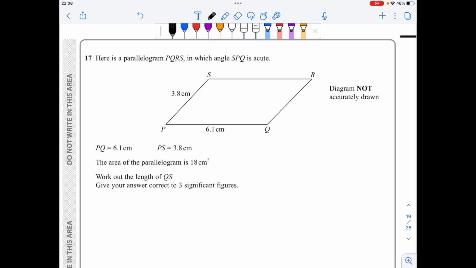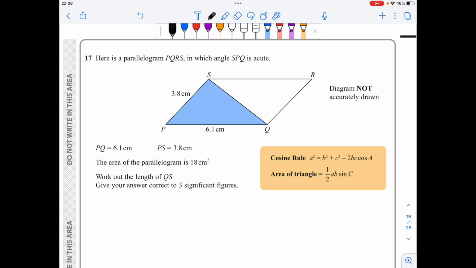For question 17, I'll first split the trapezium into two like this. And then I'll use the following two formulae to first find the angle P using the area formula. And then once I find angle P, I'll use the cosine rule to find the side QS. Now, because the area of the parallelogram is 18, the area of each triangle is 9.